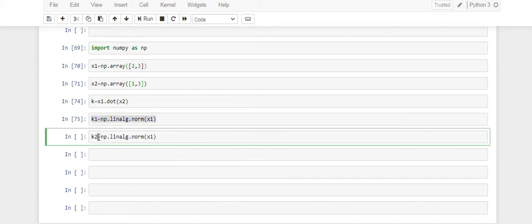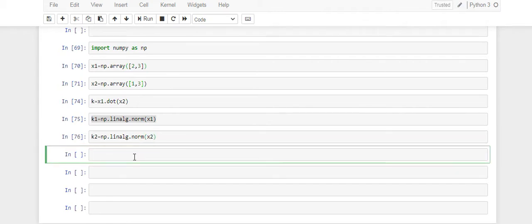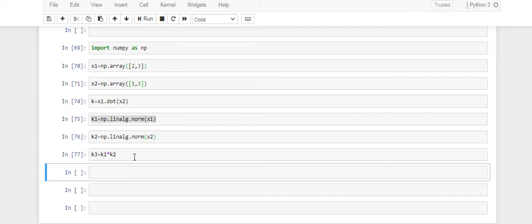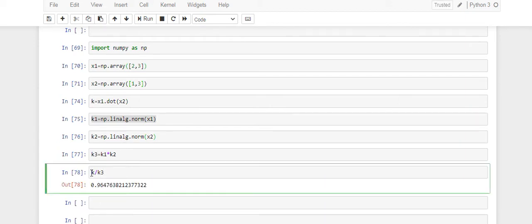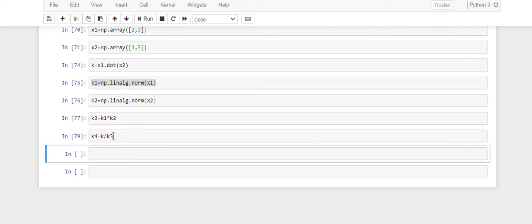Now we have to find the angle between these two vectors. The angle is cos inverse of the dot product divided by the product of the norms. So first let's multiply: k3 is equal to k1 multiplied by k2. Now we have the multiplication and we already have k, so let's divide k by k3 and store it in another variable. You can do it directly with the formula also, but I'm doing it this way so you can easily learn.